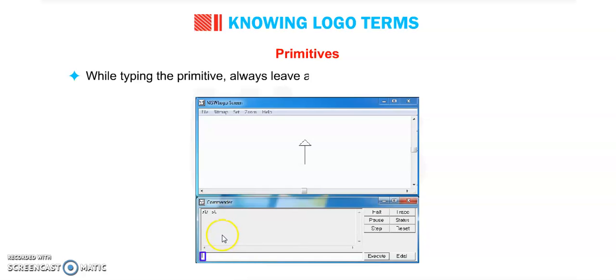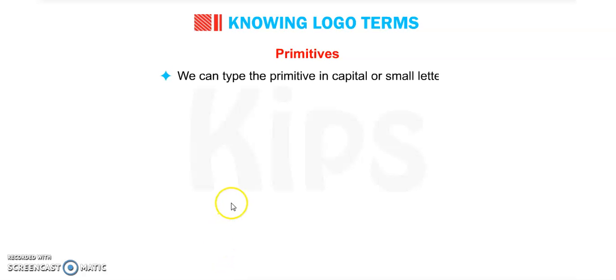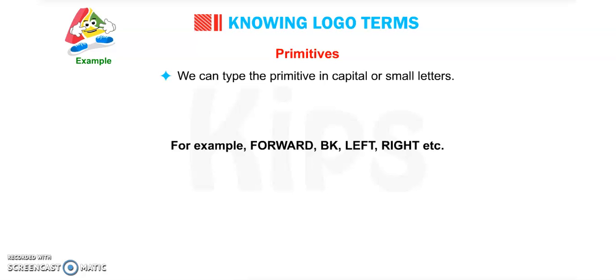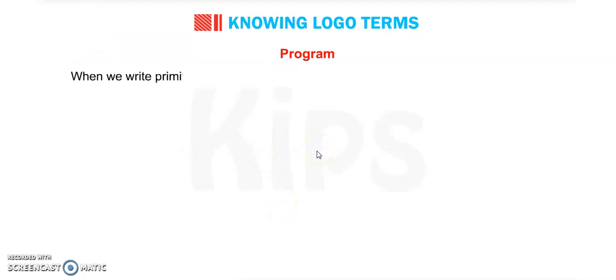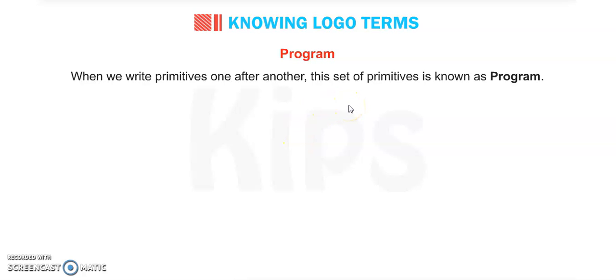While typing the primitive, always leave a blank space between the primitive and the number of steps. We can type the primitive in capital or small letters, for example FORWARD, BK, LEFT and RIGHT. These are some commands that will help us make different shapes. The next term is program. When we write primitives one after another, the set of primitives is known as a program.